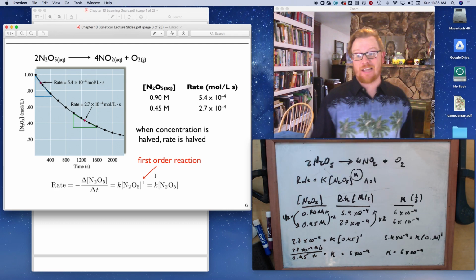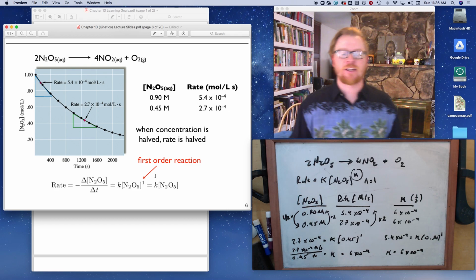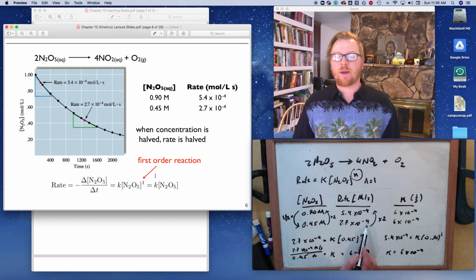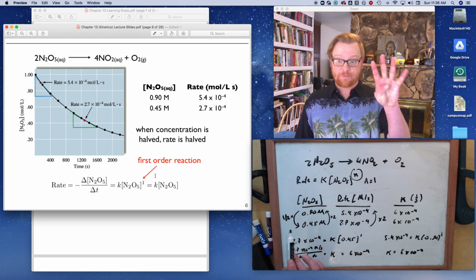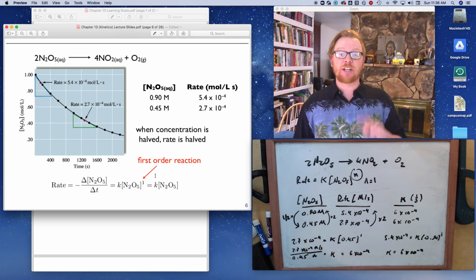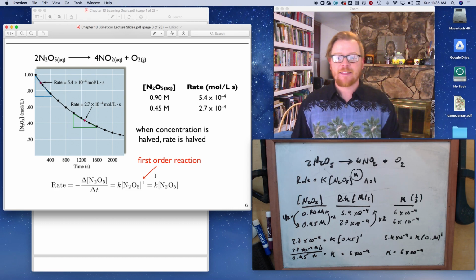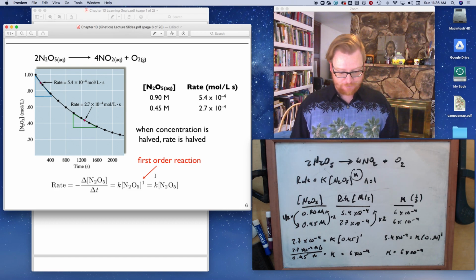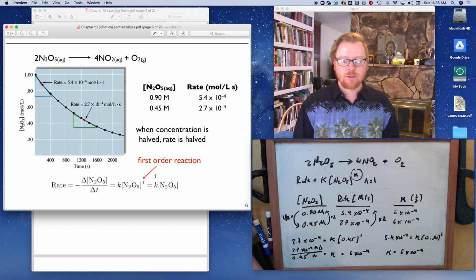I'll give you another example here, and I'll give you this example orally, but then we'll also work through this example on another slide. Suppose when the concentration doubled, the rate went up by a factor of 4. So if concentration goes up by 2 and rate goes up by 4, that means the reaction order would have to be 2. And I'll show you an example of that soon.